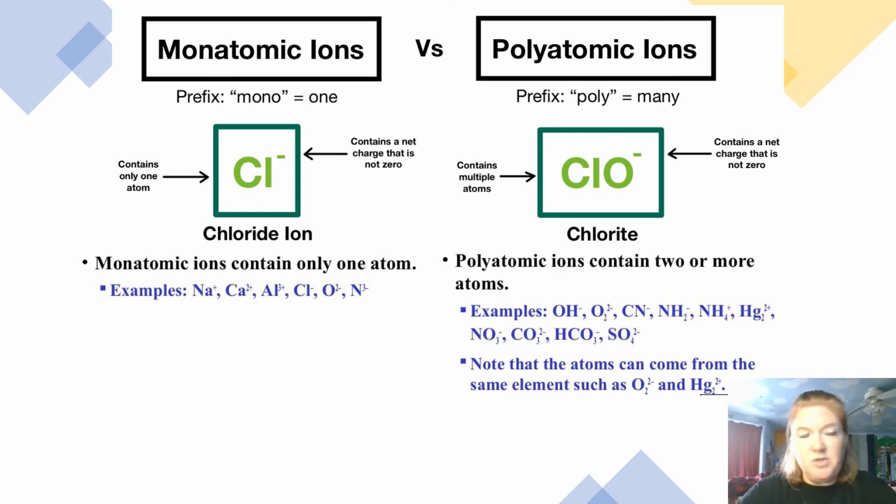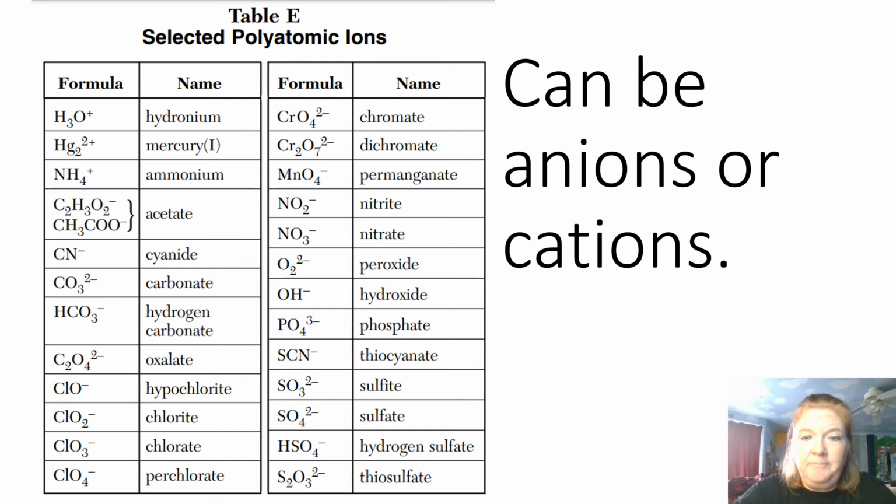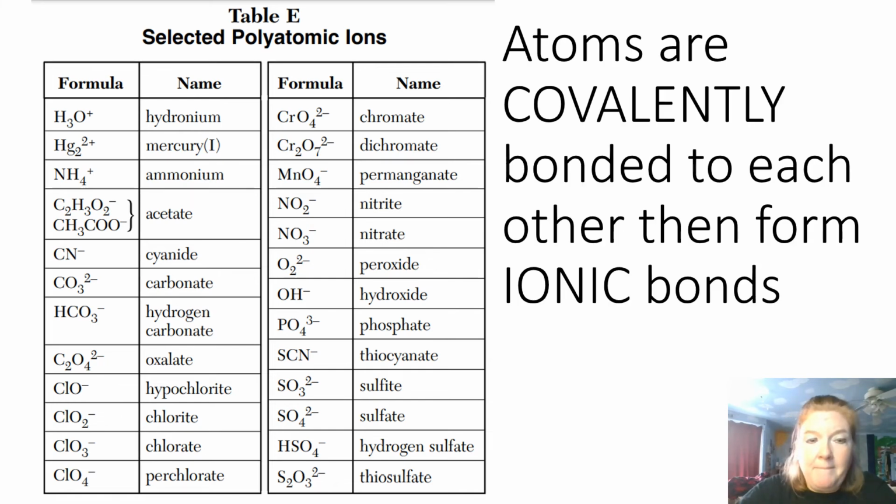Here are some examples. You do not have to remember them. Luckily, you have table E on your reference table to show you all the polyatomic ions you need to know. And here they are. So here are the polyatomic ions on table E. You can see that some of them are positive, most of them are negative, okay? Remember, the atoms in a polyatomic ion are covalently bonded to each other, but because they have a charge, they are then ionically bonded to something else.